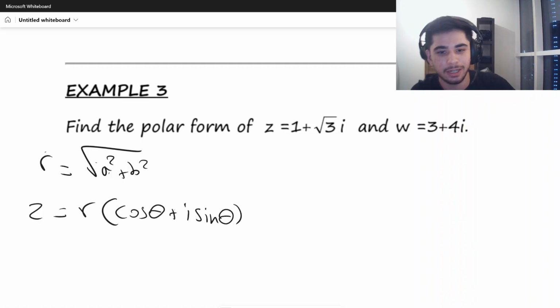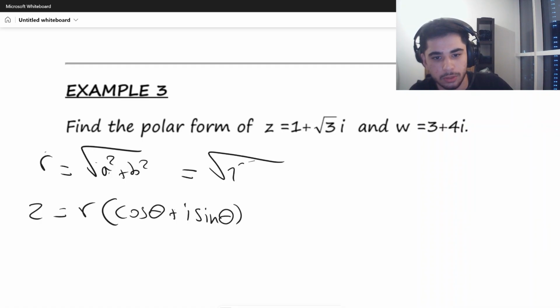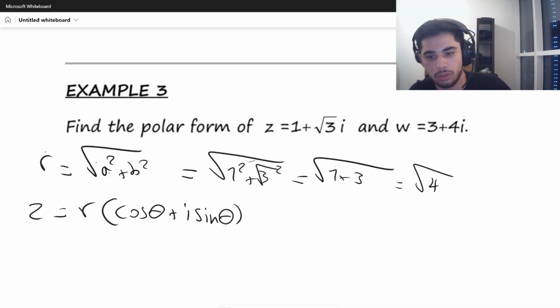Sure, that's easy. So r is equal to square root of 1 squared plus root 3 squared. The square root just is removed because of the square. So that goes square root 1 plus 3, which is 4, which is 2. Good maths. And yeah, so now we have r as 2.